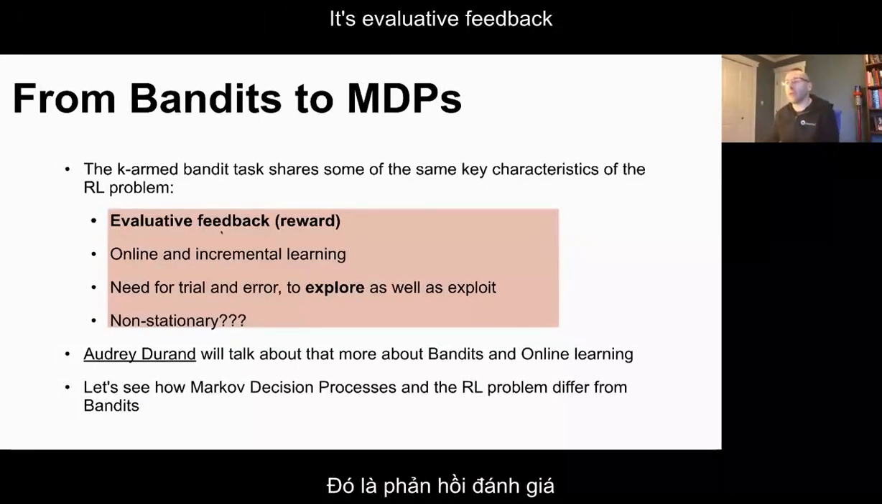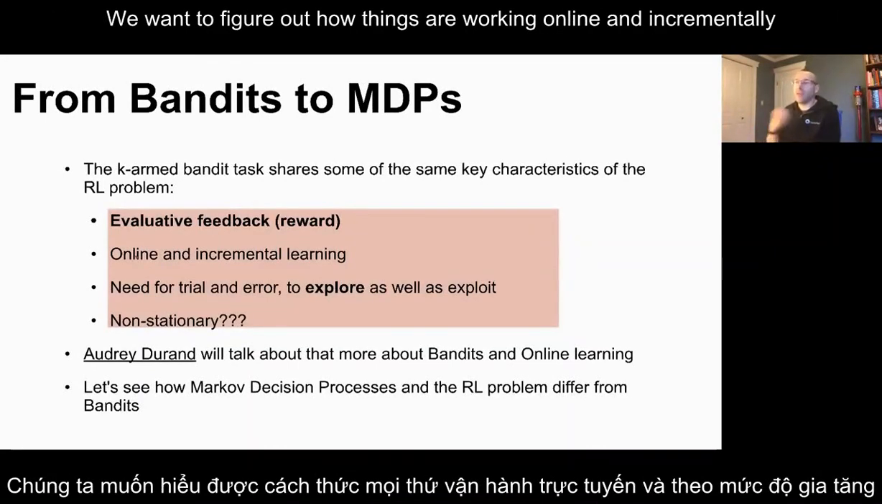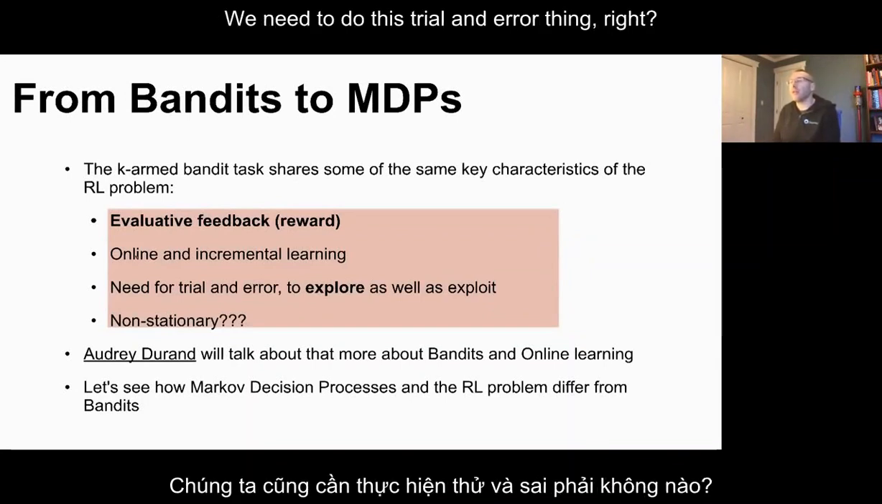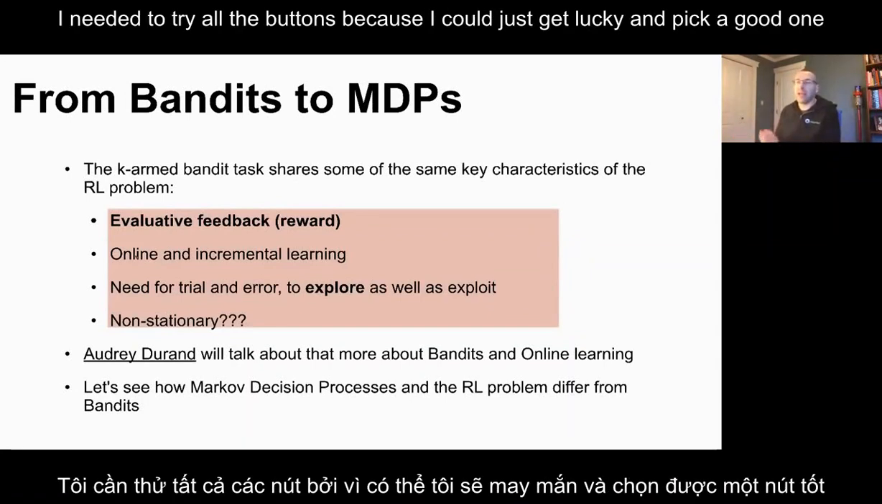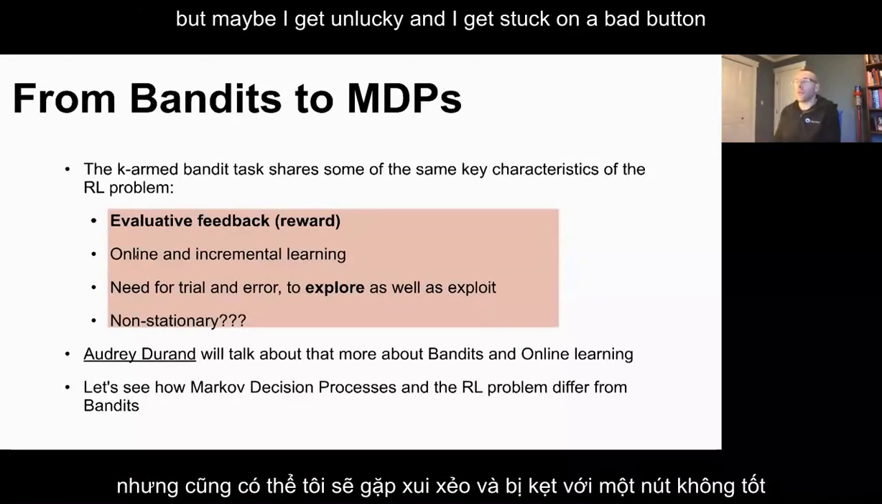It's evaluative feedback. We want to figure out how things are working online and incrementally. We need to do this trial and error thing, right? I needed to try all the buttons because I could just get lucky and pick a good one, but maybe I get unlucky and I get stuck on a bad button.